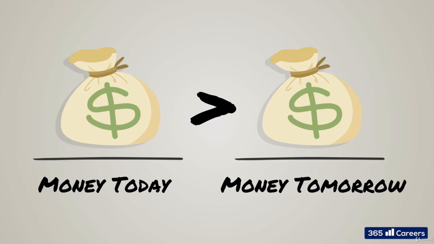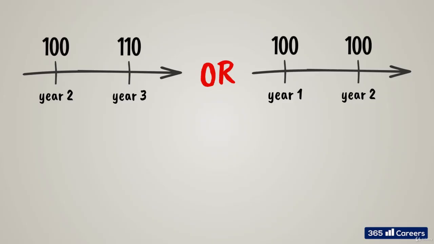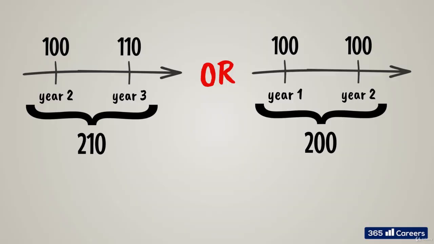We already know money today is more valuable than money tomorrow. We should remember this when adding sums of money received at different points in time. Imagine the following cash flows. Which one is preferable? Do we want to receive 100 in year 2 and 110 in year 3? Or 100 in year 1 and 100 in year 2? If we simply do the math, 210 is better than 200, so we should pick the first option.